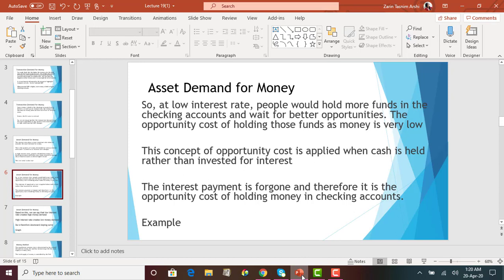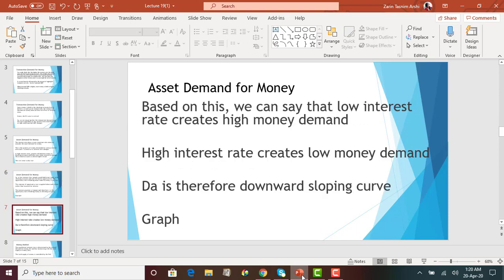So hopefully this gives you an idea about the demand for money. There can be two types of demand. You need money for your daily transactions, and you need money to buy assets. So these are the two classifications of demand for money, and then based on that you get the total demand for money.